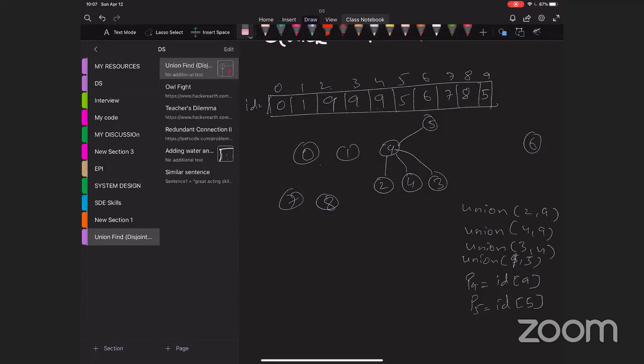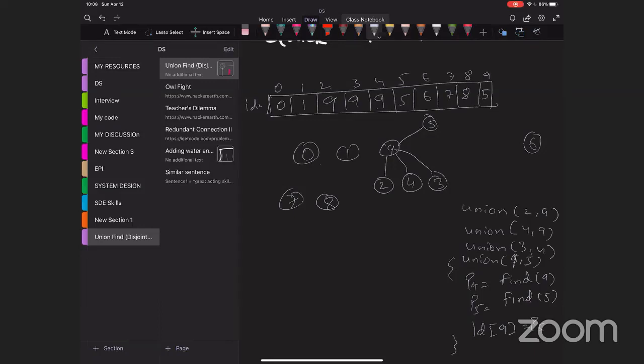My union code is very simple actually. In other words, we're improving the time complexity of the union instead of the find, correct? That's correct. Find 5, and then ID of, say, 9 equal to P of 5. My union code is simple now.